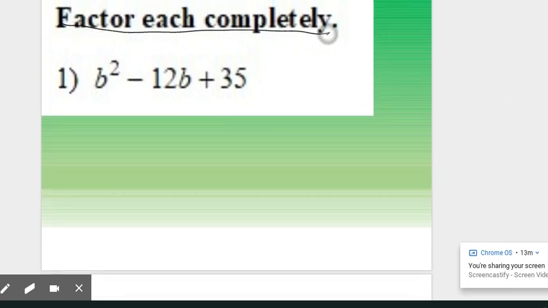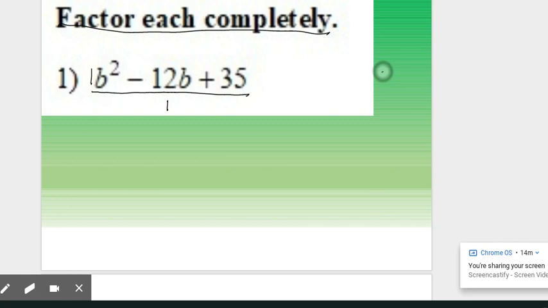Okay, factor each one completely. And we have b squared minus 12b plus 35. So the first thing is to check for something to divide out. And guys, most of the time we're not going to have anything to divide out. For this one, I have the numbers 1, -12, and 35. There's nothing I can divide out of all three of these. So if it's 1, it's done.